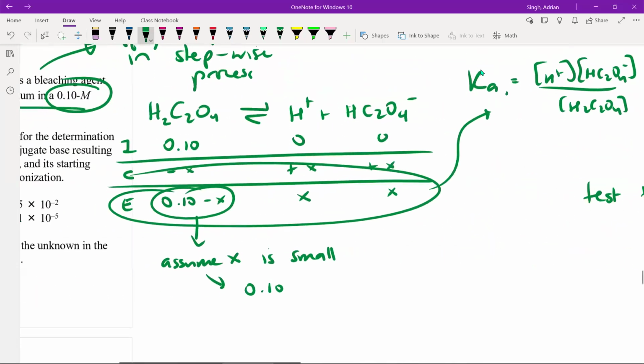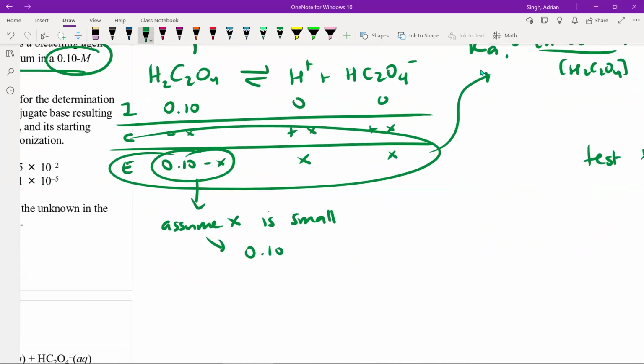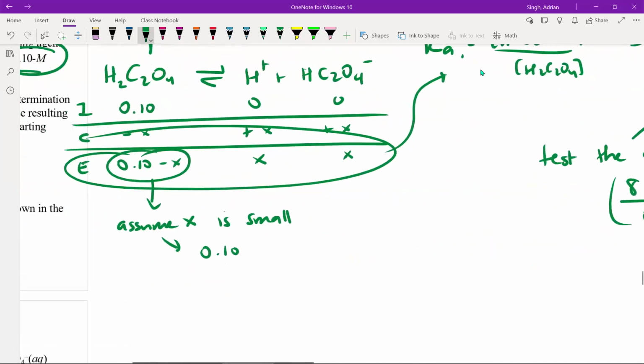So what do we end up with at equilibrium? The X we just found was 0.054, so we can substitute that in now. So minus 0.054, plus 0.054, plus 0.054. So then at equilibrium, we have these exact concentrations. And then this here would be equal to 0.046 molar.